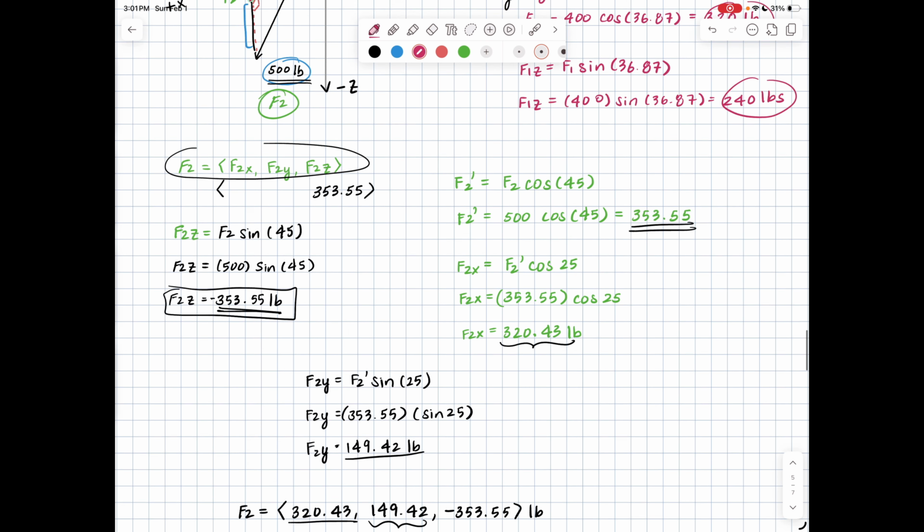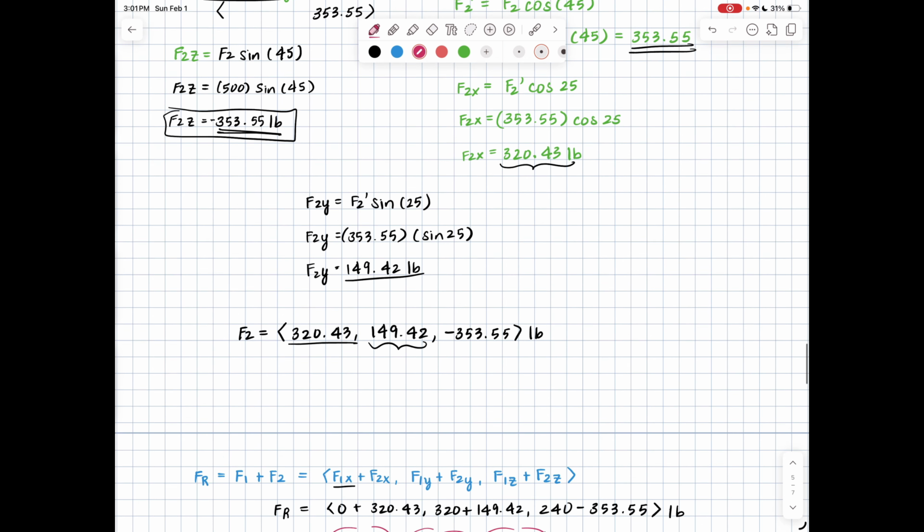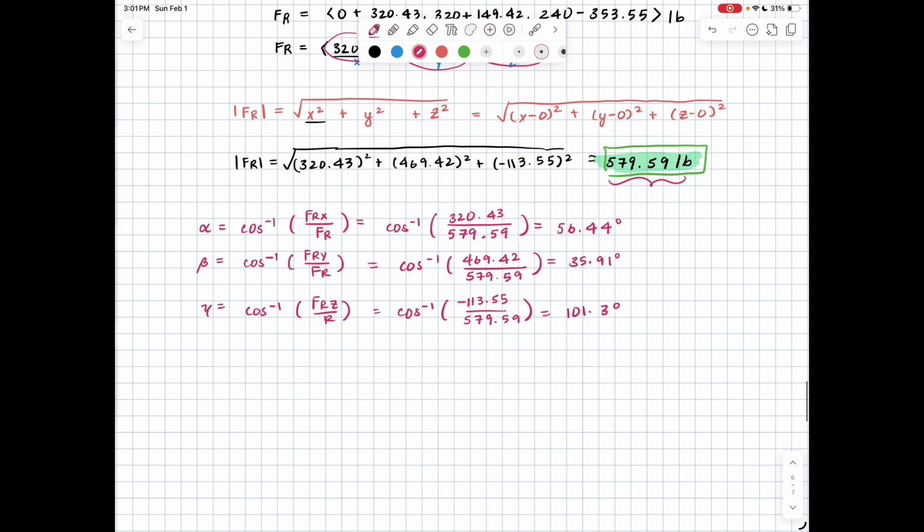And that makes sense because what we're trying to say is that this resultant force is downwards on the z-axis. So it kind of points like this way. Okay, so those are our 3 angles, and I'm going to use this color actually. So that's our answer. So we have our direction, which is in these 3 angles, and our magnitude, which is 579.59 pounds.